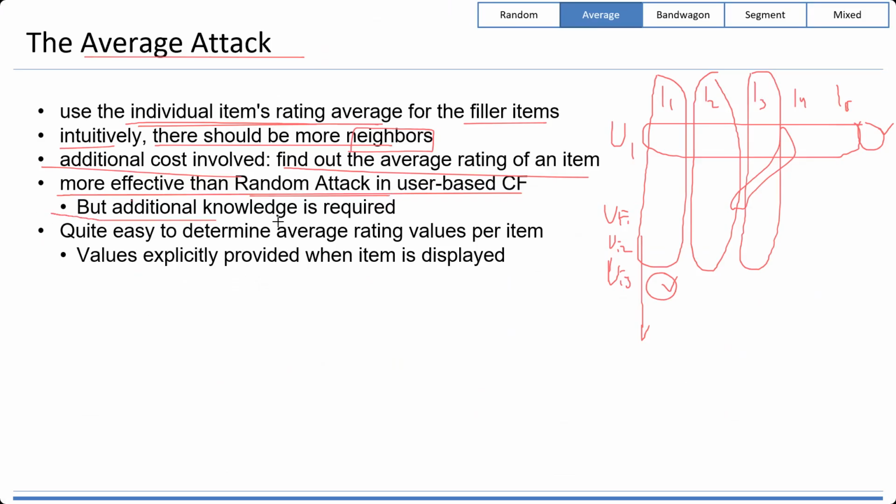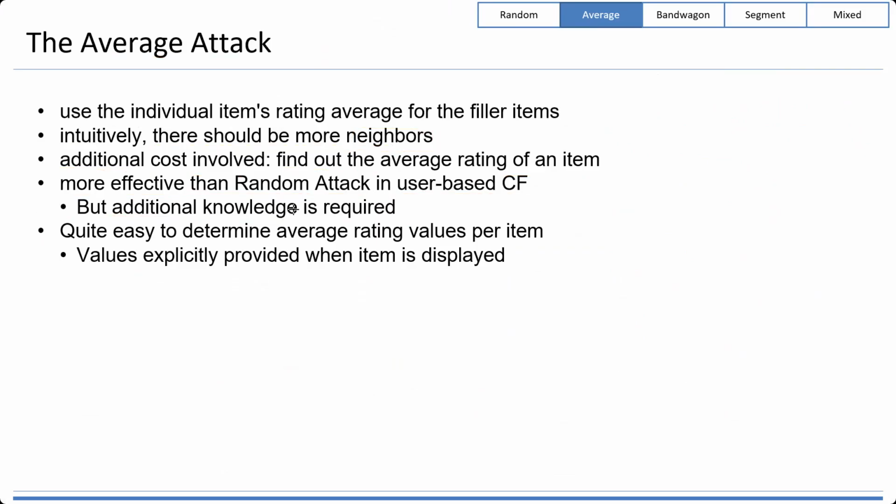But additional knowledge is required. It means we need to know the user. Sometimes we need to understand the user profile when you put the average. It's quite easy to determine average rating values per item. So values explicitly provided when the item is displayed. Okay, so this is based on the online shopping. This is very easy to understand.